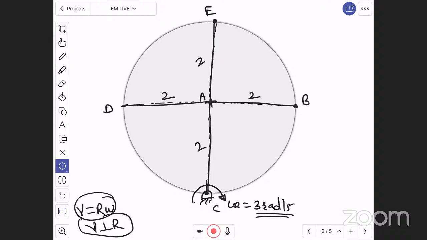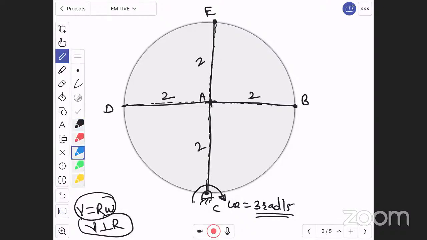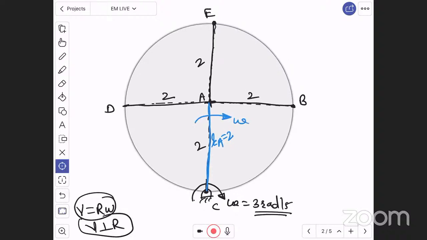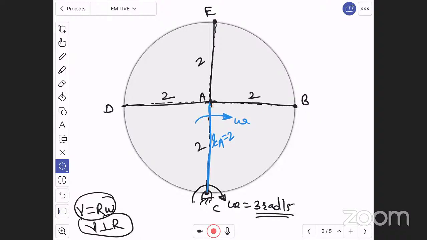Now let us consider point A. If I want to find the velocity of point A, it will be perpendicular to AC, that is the radius of A will be RAC. I am showing this in blue color, like this. This blue line is the radius of A, that is RA, which is 2. The wheel is rotating in clockwise direction, therefore point A will go towards the right. Therefore the velocity of A will be perpendicular to RA.